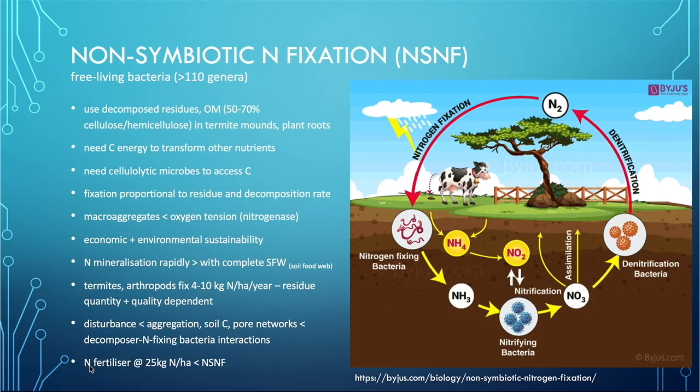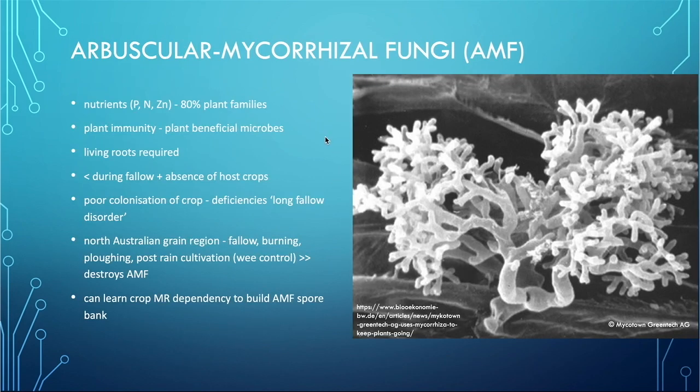And the problem is that nitrogen fertilizers, just at 25 kilograms of nitrogen per hectare, synthetic nitrogen, actually reduce, obviously, this beautiful system, the free workers, the non-symbiotic nitrogen fixers. So this is why conservation agriculture is so important to maintain this system. The same happens with arbuscular mycorrhizal fungi. Basically, we need them desperately because they feed phosphorus, nitrogen, and zinc to 80% of plant families, and they provide plant immunity and plant beneficial microbes.